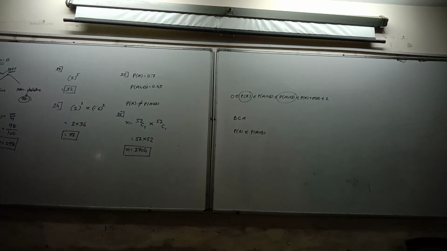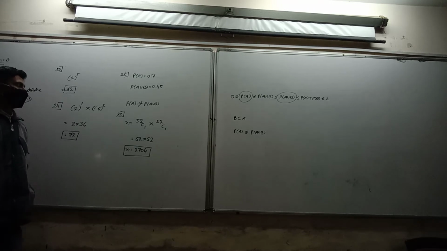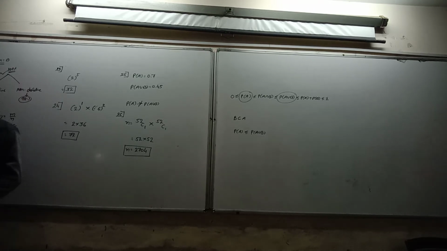OK, write down first of all, n is equal to 52C1 into 52C1, which is 52 into 52, total number of elements 2704. Write down the last answer.